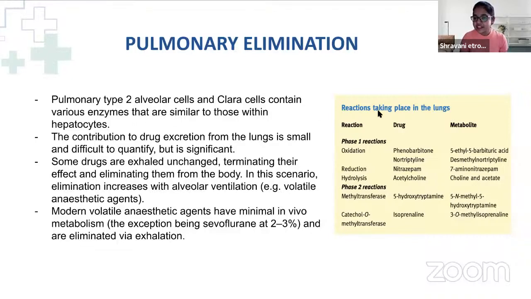So these are the reactions that take place in the lungs. Phase one reactions: oxidation, for example phenobarbital and nortriptyline. So these are the drugs that undergo phase one reactions in the lungs. Reduction and also hydrolysis. So these are the different kinds of drugs that undergo elimination through the lungs.